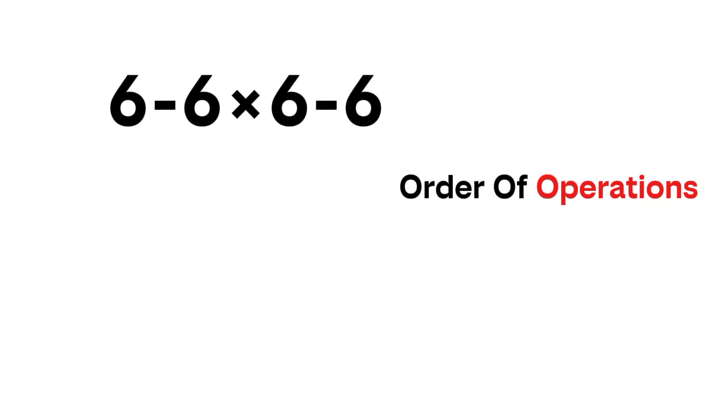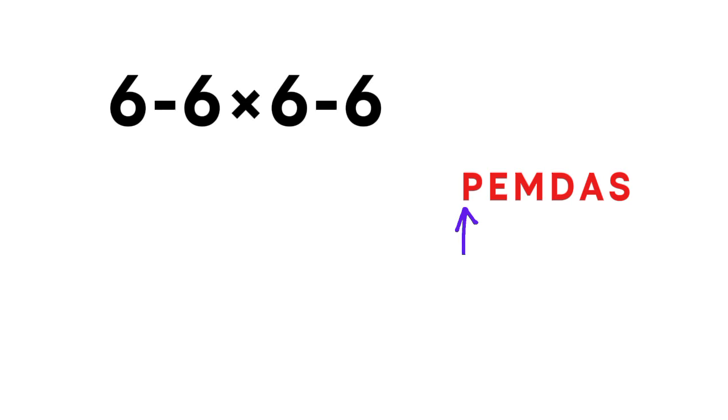According to the order of operations, PEMDAS, P stands for parenthesis, E stands for exponents, M and D stand for multiplication and division. A and S stand for addition and subtraction. We always do parenthesis first, then exponents, then multiplication and division, and finally addition and subtraction. And remember, multiplication and division share the same priority. So we move from left to right. Same rule for addition and subtraction.